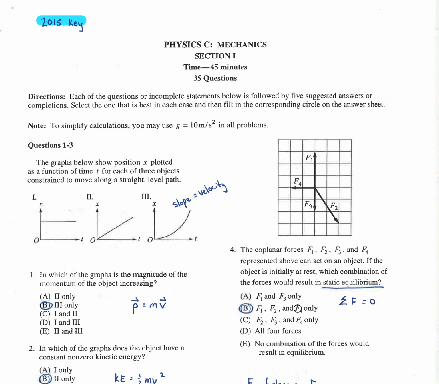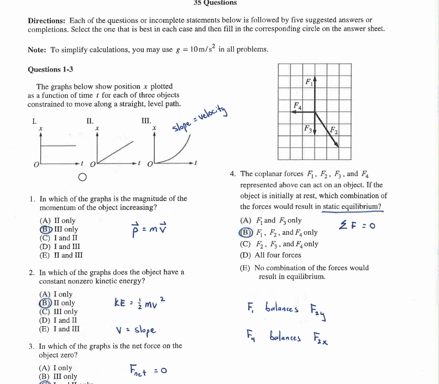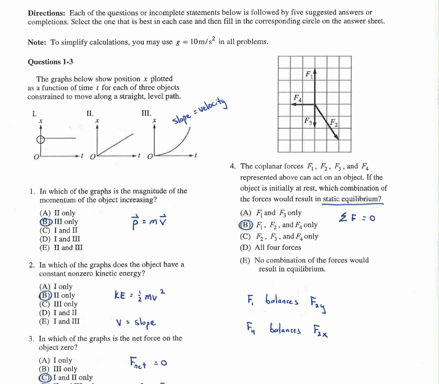15, AP Mechanics. All right, let's go through this multiple choice test. They give you three graphs. Notice they are position versus time. If we look at this first one, this is an object standing still. This is an object moving to the right at a constant velocity.